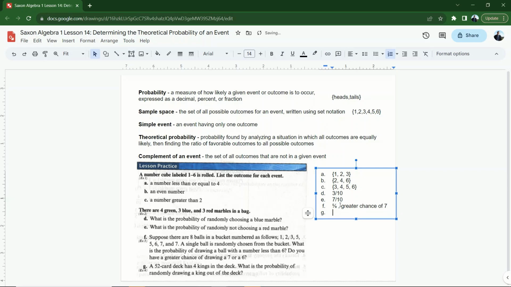And then letter G, a 52 card deck has 4 kings in the deck. What is the probability of randomly drawing a king out of the deck? Well, it would be 4 out of 52. I have to simplify that fraction. 4 goes into 52 13 times, so this is the same as 1 out of 13. There's a 1 out of 13 probability of randomly drawing a king.